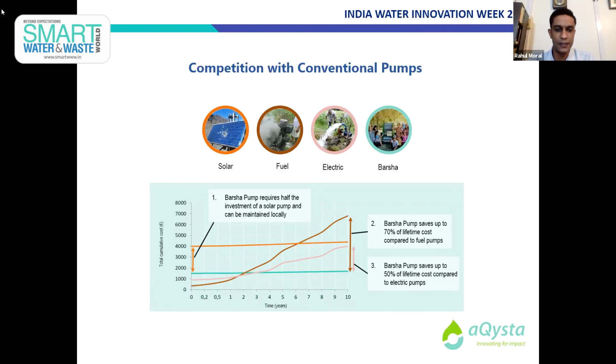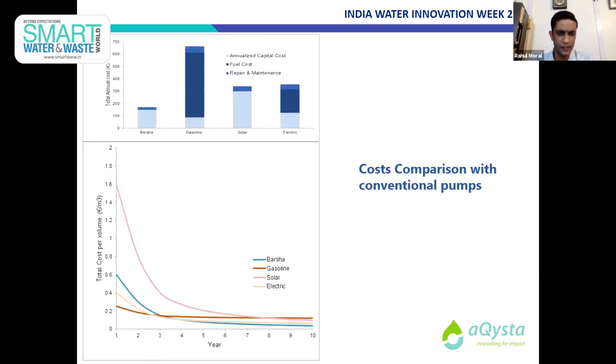Next slide, please. We have some more cost comparisons. Total annual costs: again, if you see, the Barsha pump has no operating costs, so the total annual costs also come to be very low, and it is much cheaper to purchase than solar pumps. So again, when it comes to costs, Barsha is the clear winner.